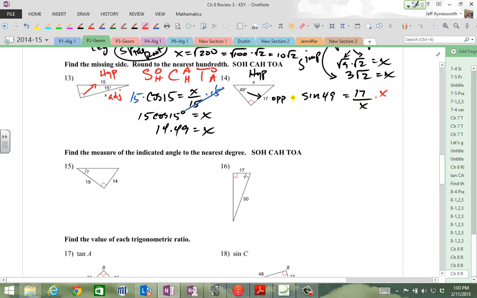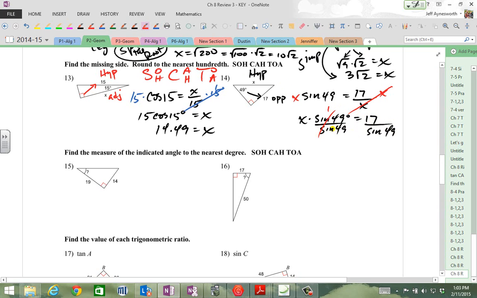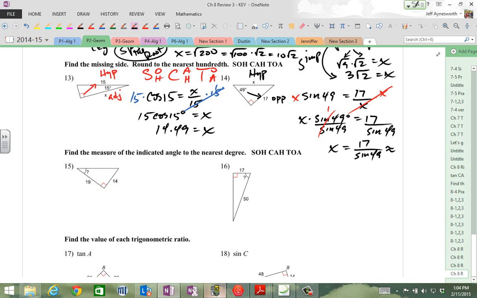I'm going to clear the fractions to get the variable out of the denominator. So I got x times the sine of 49 degrees is equal to 17. Step 2, I divide both sides by the sine of 49 degrees. Simplify. Anything divided by itself is 1 right here. And I get x is equal to 17 divided by the sine of 49. Kick in my calculator when I need to.